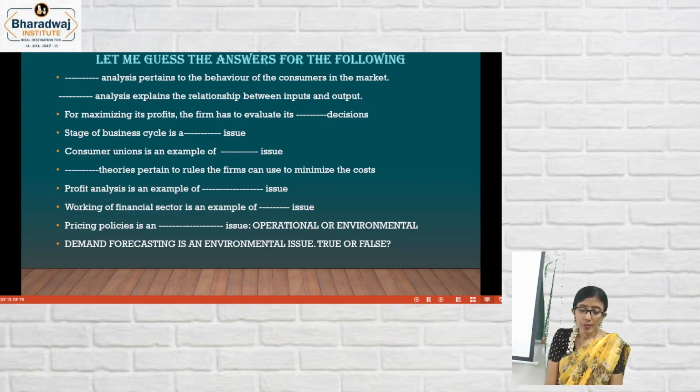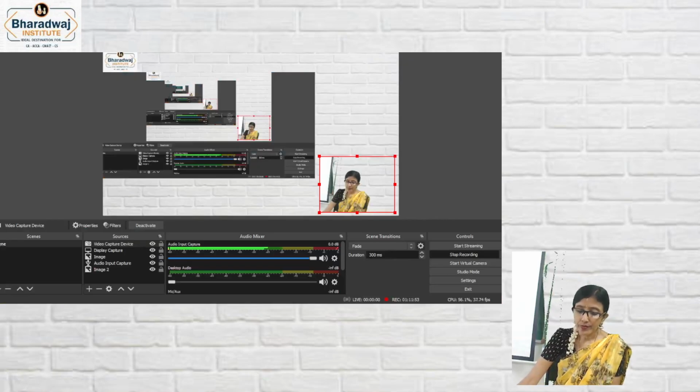Dash theories pertain to rules the firms can use to minimize the cost. Profit analysis is an example of dash issue. Working of financial sector is an example of dash issue. Pricing policies is an example of dash issue. Operational or environmental. Demand forecasting is an environmental issue, true or false. Attempt this exercise, please.